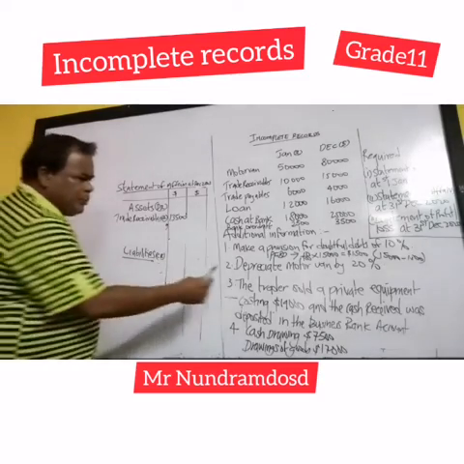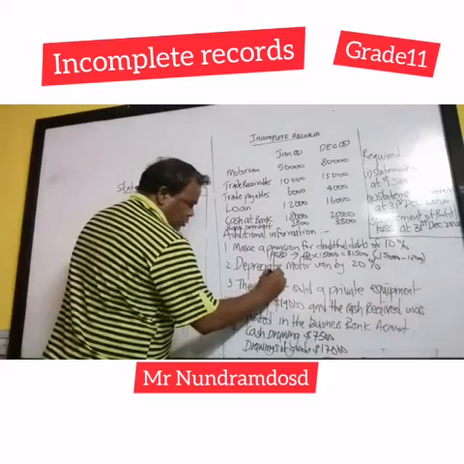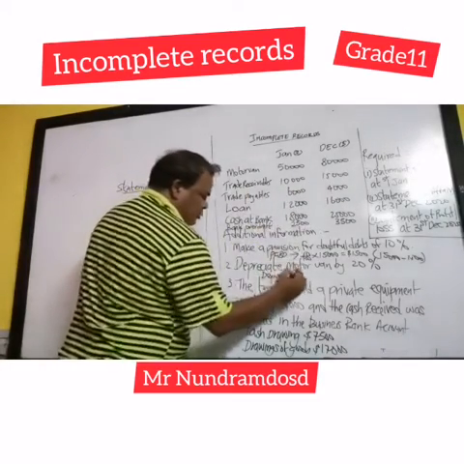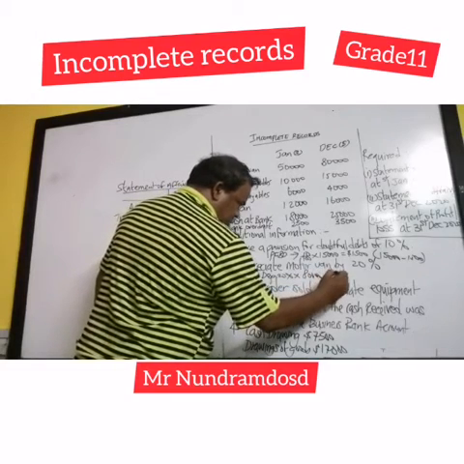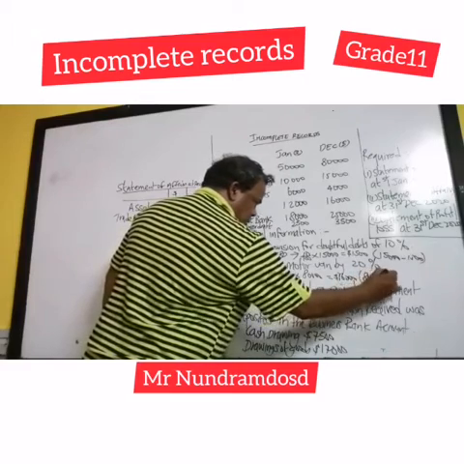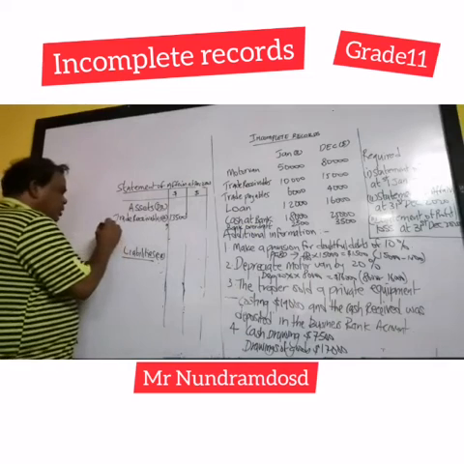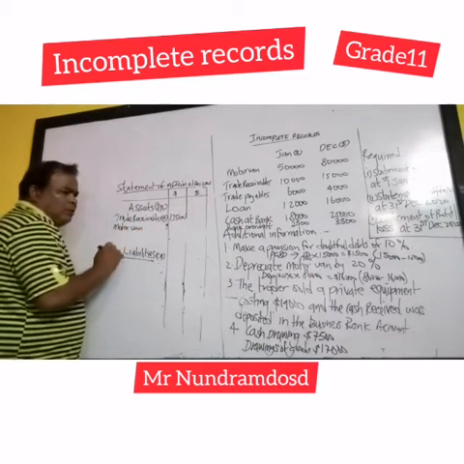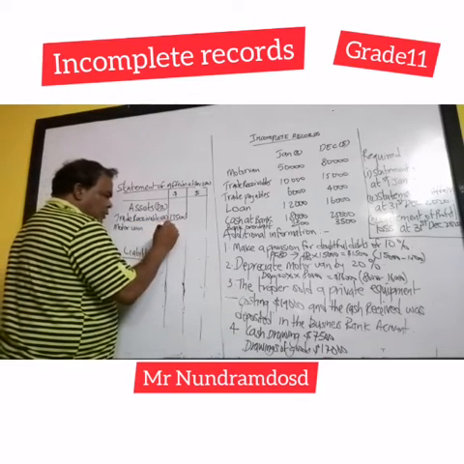And then depreciate motor van by 20%. Depreciation on motor van, 20% of motor van. How much is motor van? 80,000. So 20% gives us 16,000. And then 80,000 less 16,000. Here we have motor van, only motor van, 80,000 less 16,000. This will give us 64,000.